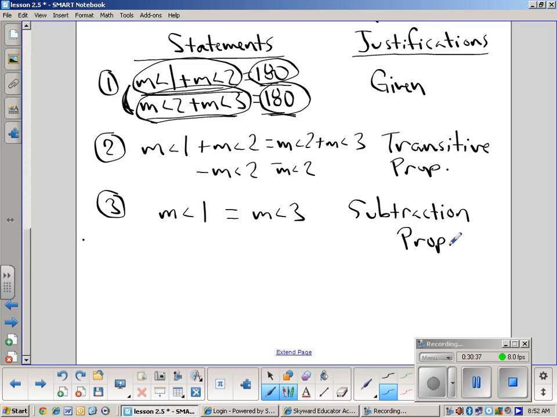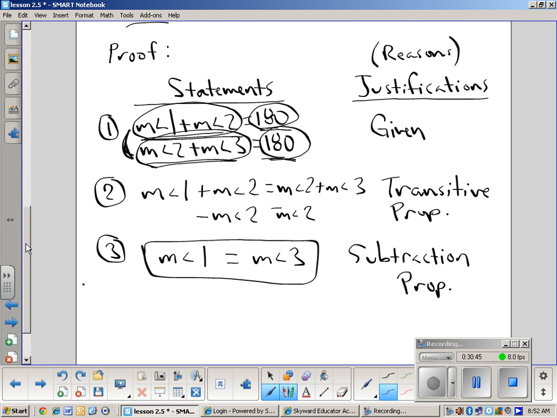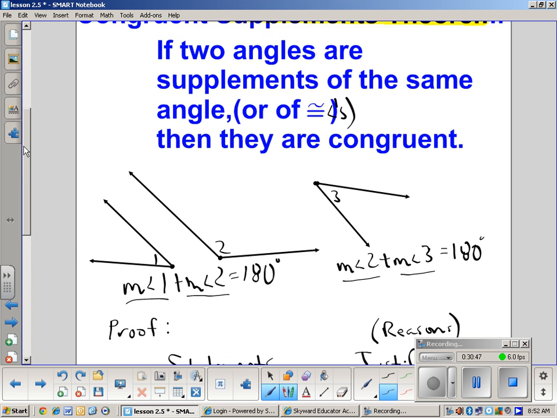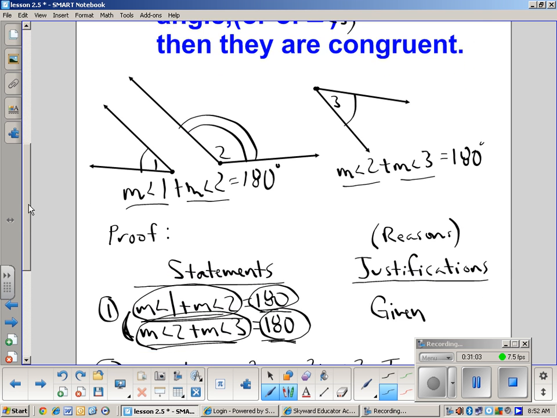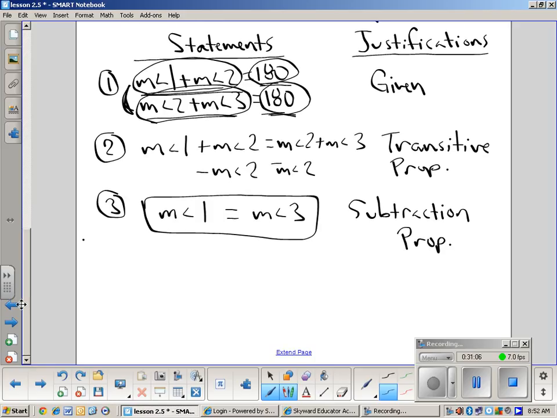And we didn't really say it here, but this is what we were trying to prove. Measure of angle 1 is equal to measure of angle 3. Because if I go back up here and look at the supplements theorem, it says if two angles, 1 and 3, are supplements to the same angle, angle 2, then angles 1 and 3 must be congruent. And that's how we would write that proof. Not a lot of steps to it. Nothing too alarming. Properties we learned yesterday. Okay? And we'll go from there.